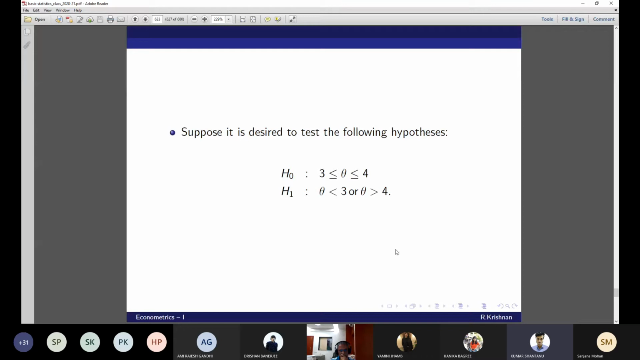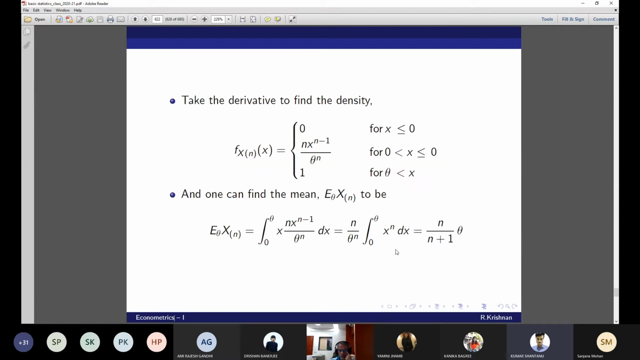Sir, I think there is a very intuitive explanation for that because we have calculated the expectation of yn as n by n plus 1 into theta. So n by n plus 1 will always be less than 1 for any n less than infinity. So the expectation of yn will be less than theta.